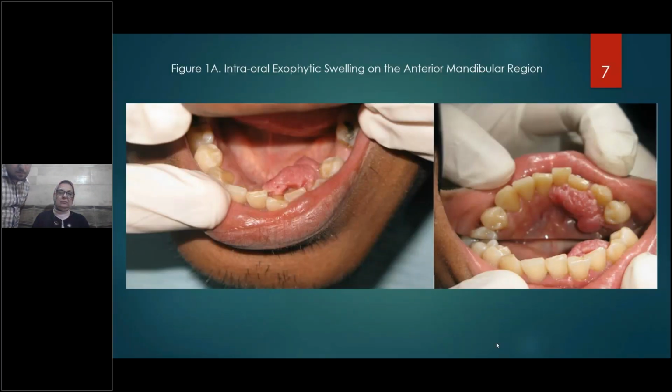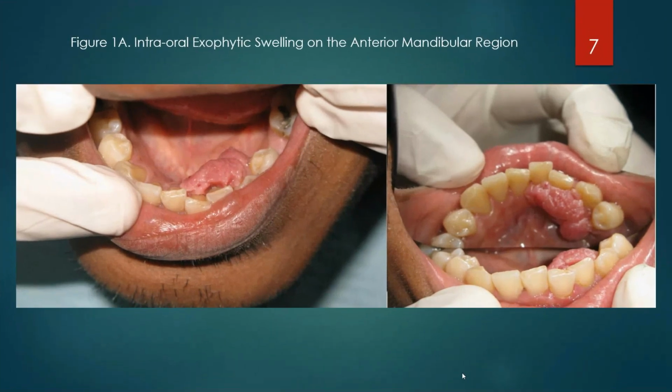So as you see here, the lesion is lingually situated with no problem with the surrounding structures, and there is no problem with the teeth. The teeth are vital, and then we discuss with the patient the treatment plan. As you see here, the whole lesion is on the lingual side. The surrounding teeth are vital.